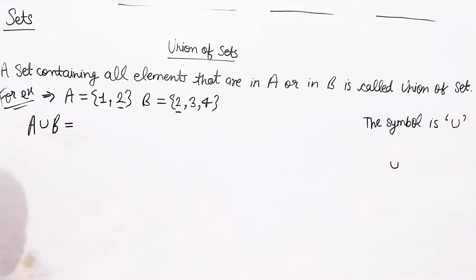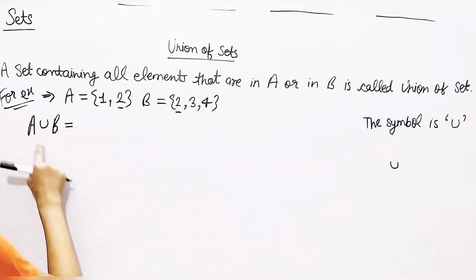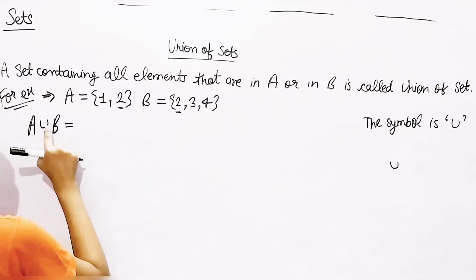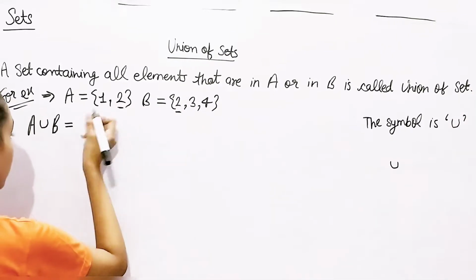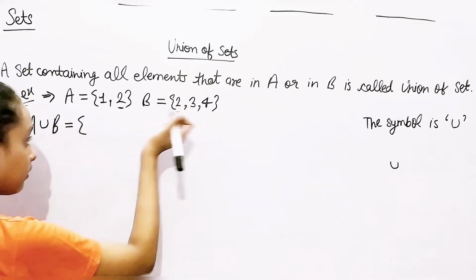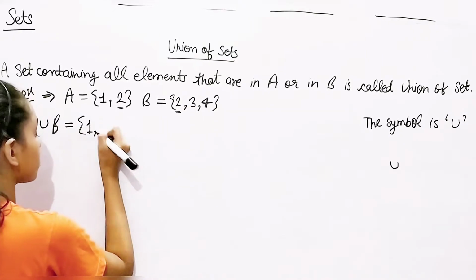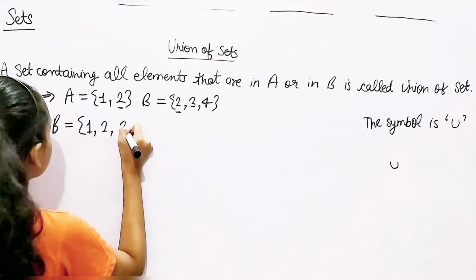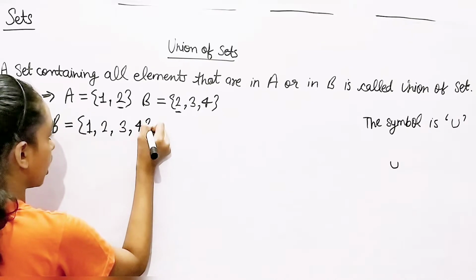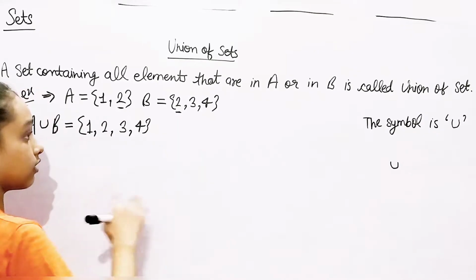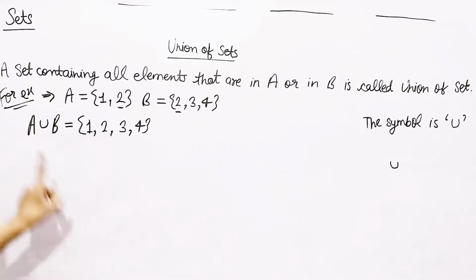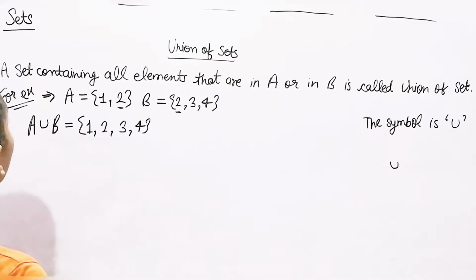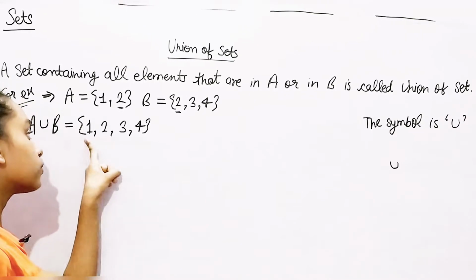So let's just continue. Okay, so set A union B is equal to the elements, what following elements will we write? First 1, then 2, then 3, and then 4. As I told you, no repetition of the same element. We're only going to write it once. So A union B is equal to the elements 1, 2, 3, 4.